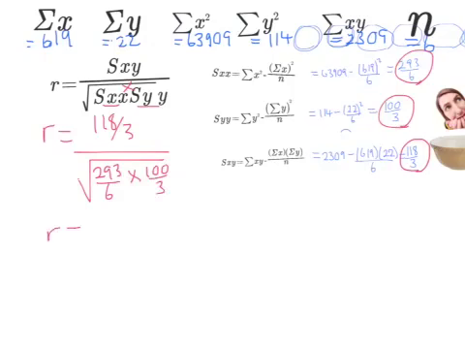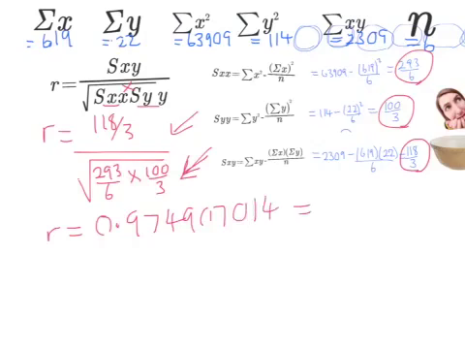Be really careful how you put this into your calculator. I went wrong the first time I put it in. So I tended to do this bit first and then do this bit divided by this bit. Your calculator should give you 0.9749070014, which to 3 significant figures is 0.97.